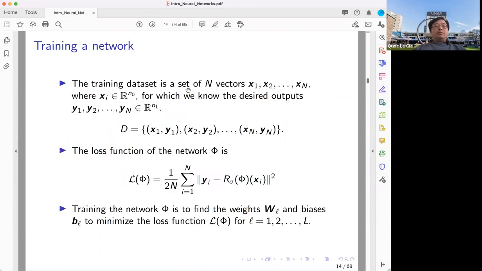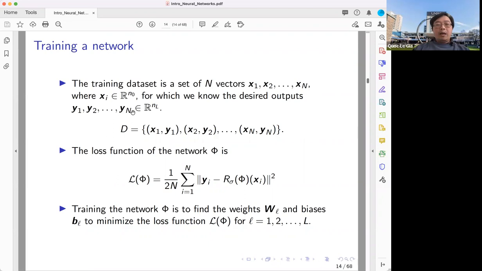Now, how do you train a network? Remember that you have a collection of n inputs, which are the data points. So x1 is a vector in R^n0, x2 is in R^n0, and so on up to xn. N could be very large, depending on how many data points you have in the training set. But the thing we also have to know is the values y1, y2 up to yn.